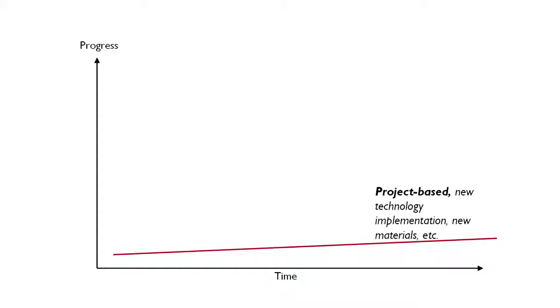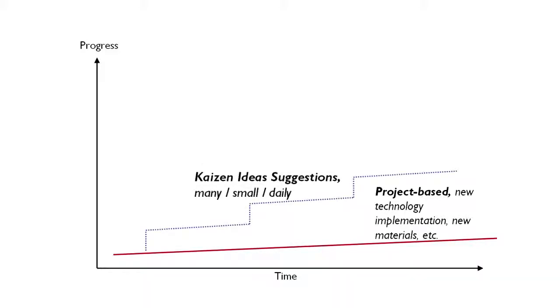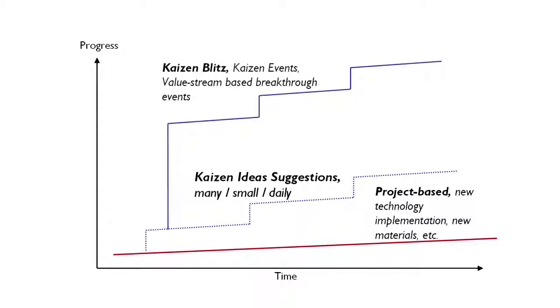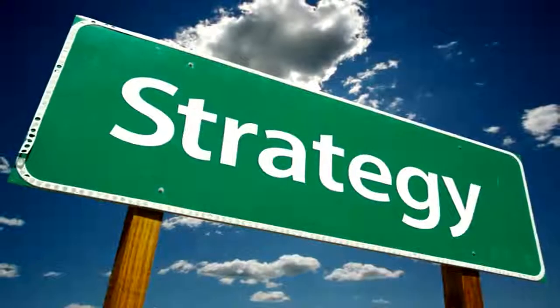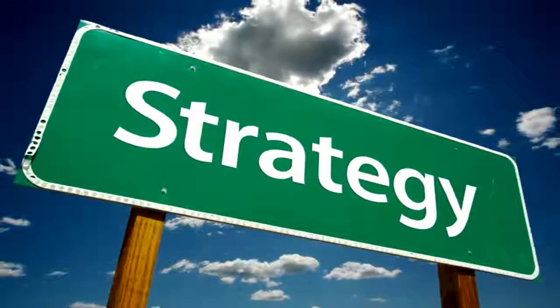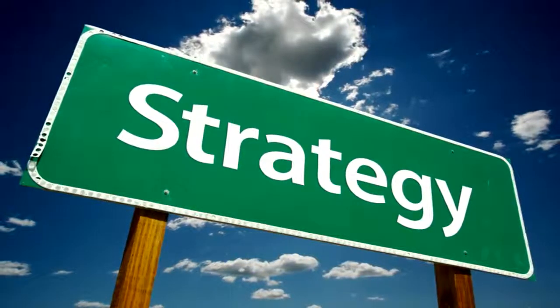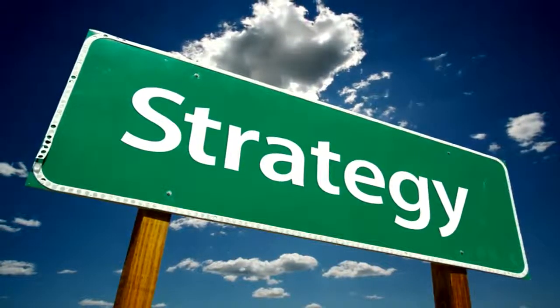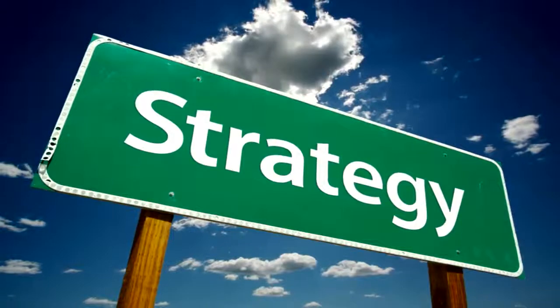The next type of improvement comes from Kaizen suggestion systems. We'll cover this type of Kaizen in a future module, but these improvements often occur on a daily basis, and while the improvements are normally small in nature, over time they definitely add up. Finally, the Kaizen blitz or Kaizen event leads to step change improvements, as we see here. Now, Kaizen events are best utilized in conjunction with value stream mapping activities, as we learned in the Gemba Academy Transforming Your Value Streams course.